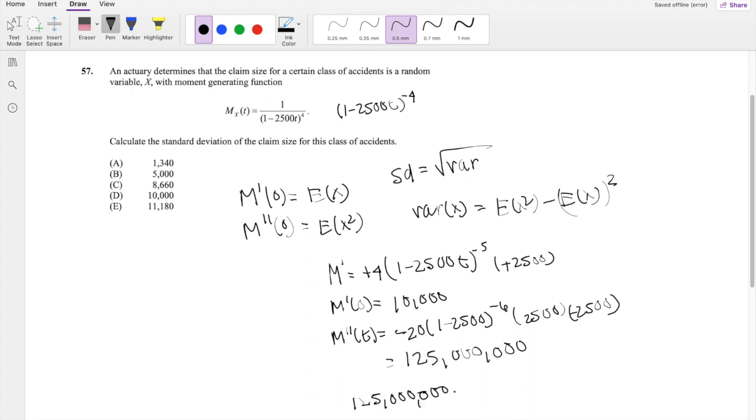All right, so let's plug it in our formula. 125,000,000 minus 10,000 squared. But then we have to remember to take a square root of these. So this is equal to 5,000, which is our answer B.